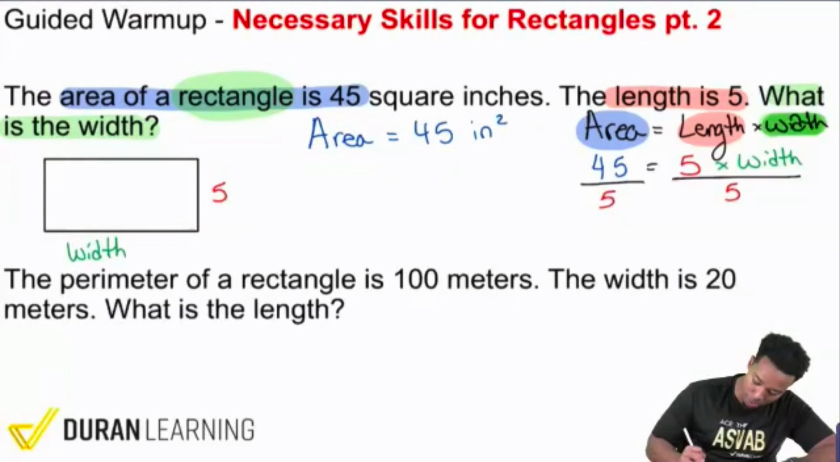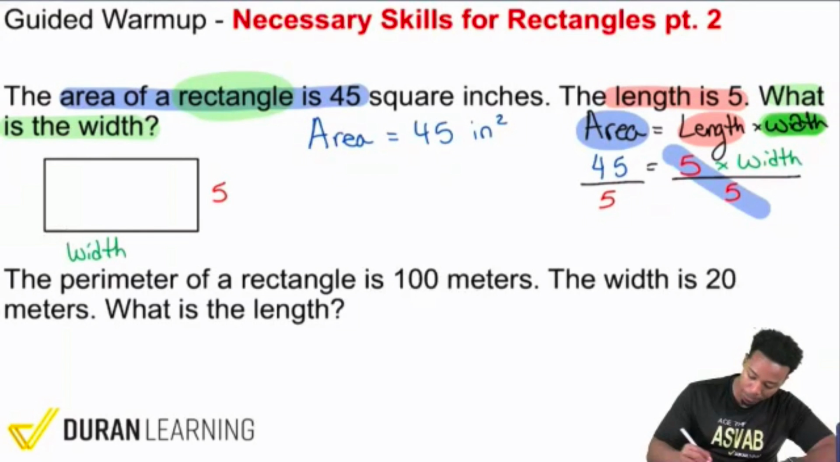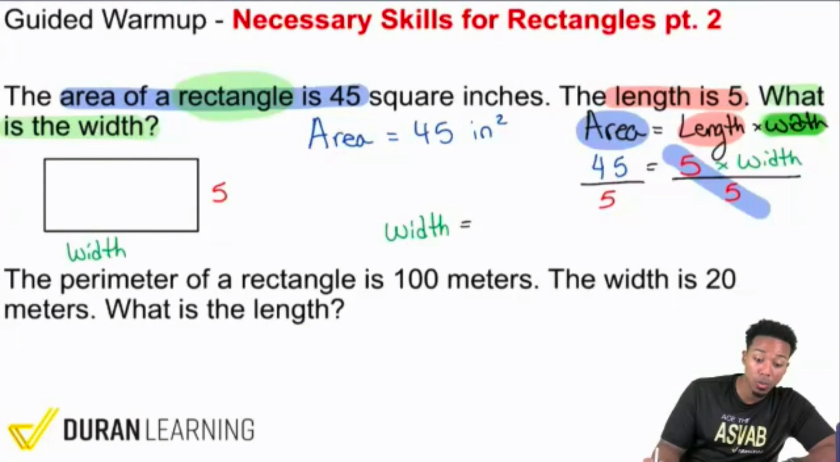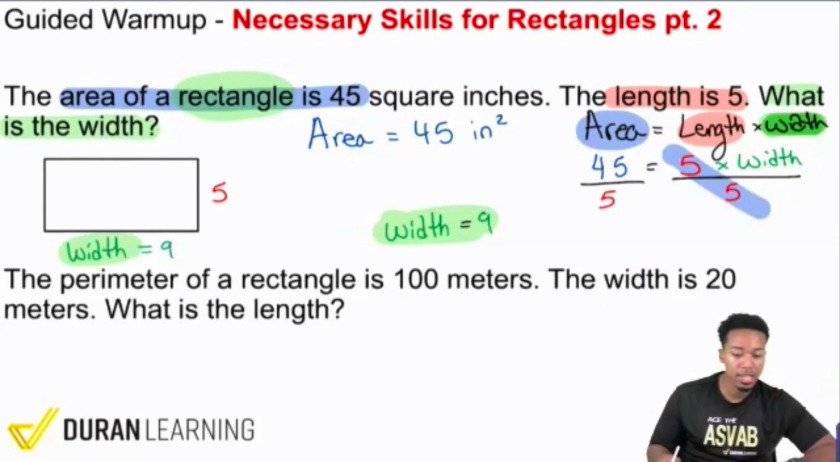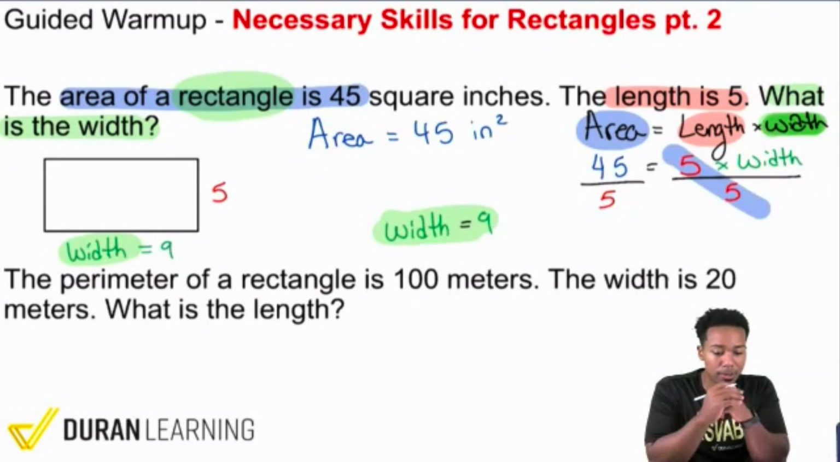Because if we divide both sides by 5, then what happens is it cancels out on the right side, and we are left with 45 divided by 5. And so the width will be what, everybody? The width will be 9. And that's the answer right there, 9. Does that make sense, everybody? The idea that we can work backwards to get what we need. Sounds good. Again, we can work backwards.